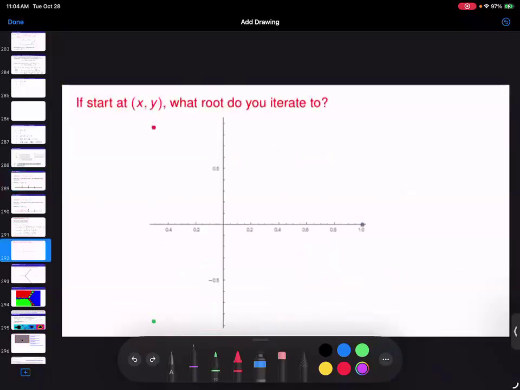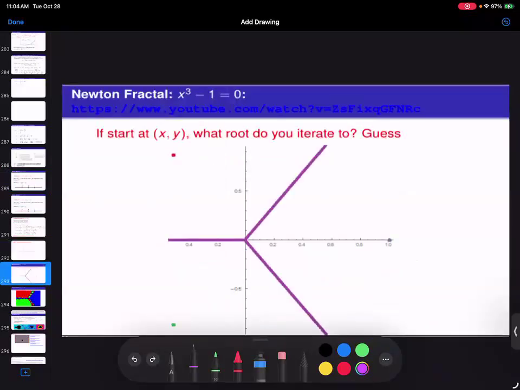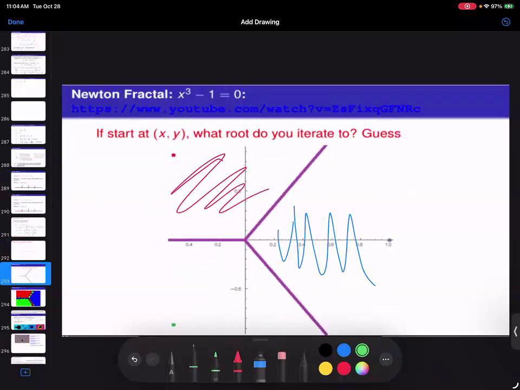So which points do you think are going to go to the red root? Those closest to the red root. Yeah, so if I divide the plane into thirds, this should be the red zone, this should be the blue zone, and this should be the green zone. Does that seem reasonable?